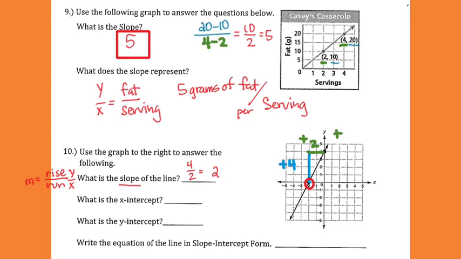My x-intercept here is -2. My y-intercept is 4. So I can write the slope-intercept form, which is y equals mx plus b, where m is the slope and b is the y-intercept. So I know that 2 is my slope and my y-intercept is 4. So y equals 2x plus 4.